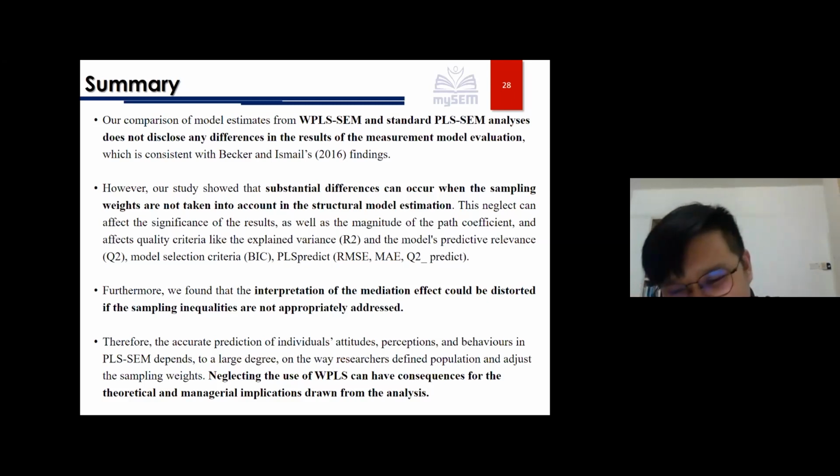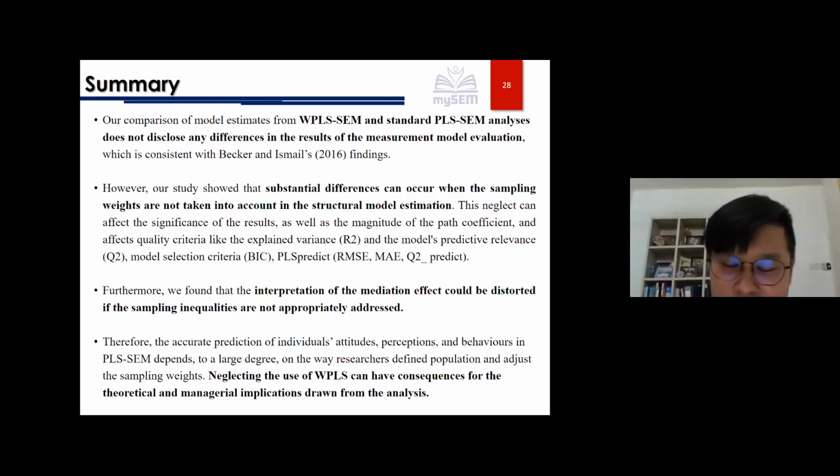There are always two schools of thought. If you talk about the European school, they still harp on full and partial. But if you talk about the US school of thought, they just say mediation. But again, what I want to highlight here is that the result will be different, okay? Therefore, there are always consequences for using WPLS. The consequences are that it will give you a different explanation in terms of discussion, theoretical, and managerial implications.